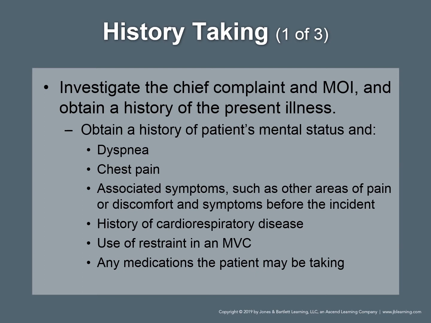Check your patient's mental status. With your chest injuries, you really want to pay attention to difficulty breathing. Chest pain: you want to find out, is it a tearing pain? Is it a sharp pain? Sharp pain is typically associated with rib fractures. Tearing pain is typically associated with your aortic injuries.